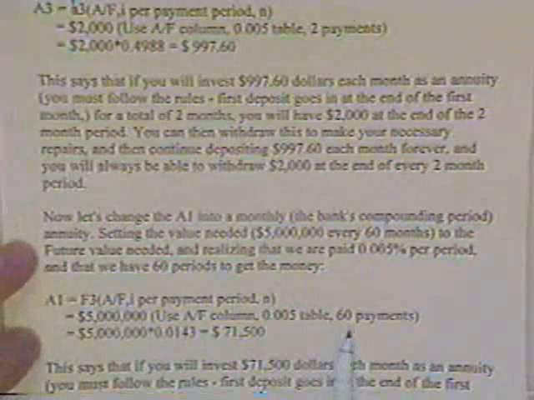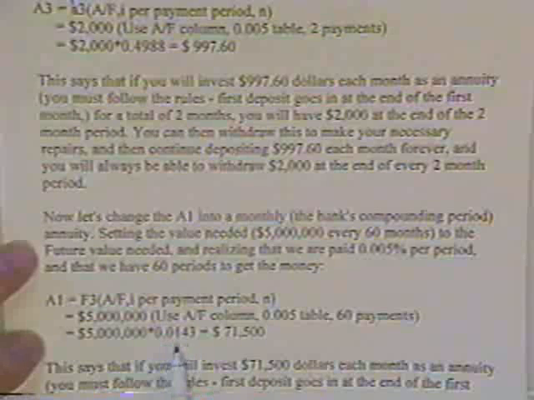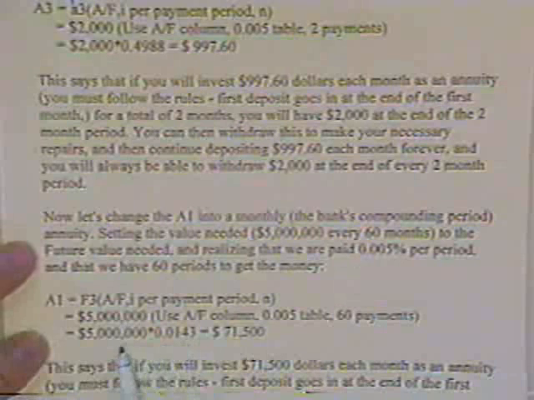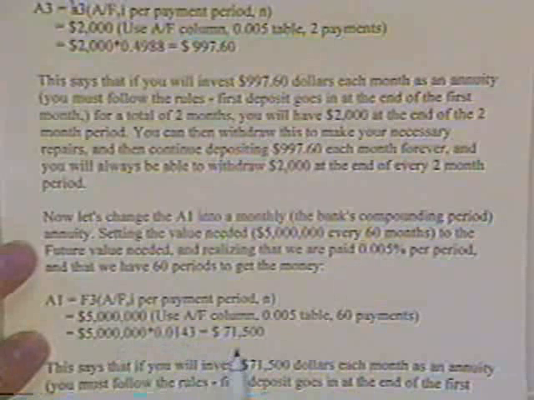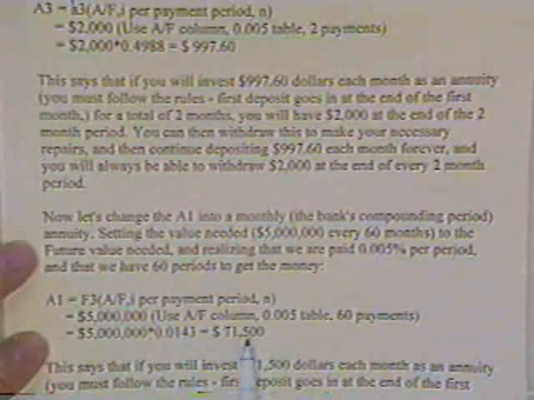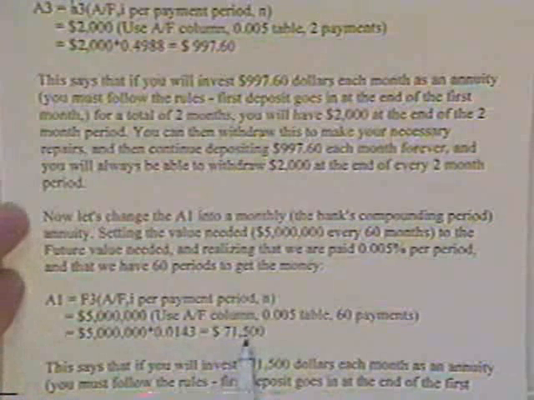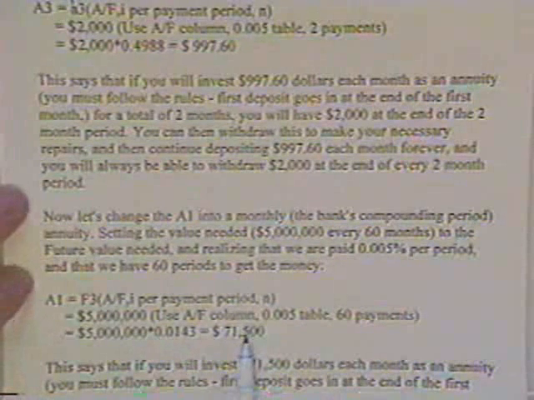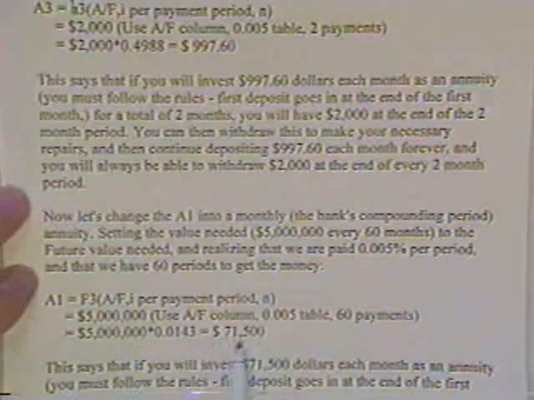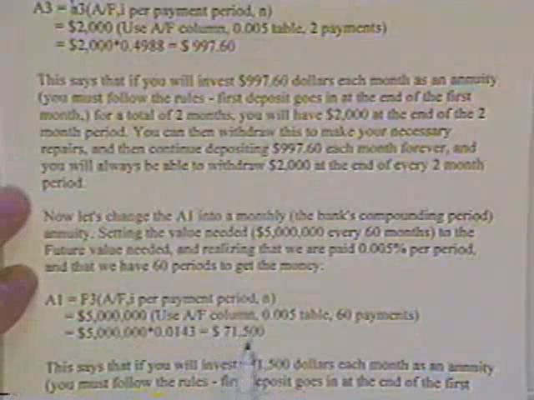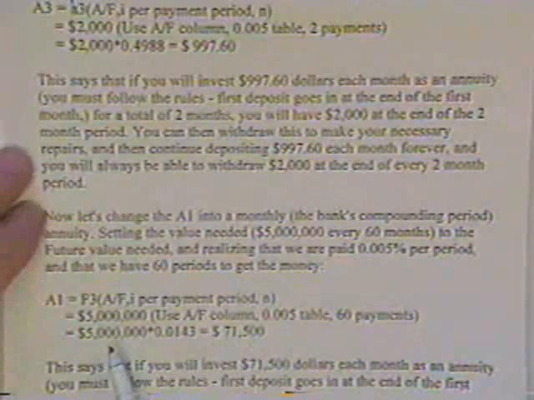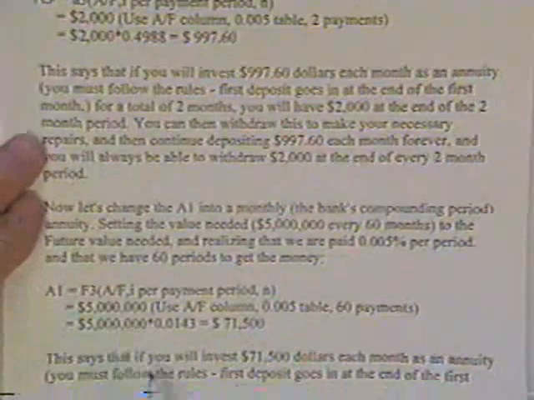The number of payments that will go on before we need the money and extract it is 60 payments. And you look in the table and you find it's 0.0153. And therefore, in order to get $5 million, you've got to invest $71,500 every month, forever. At the end of 60 months, you'll be able to take out exactly what's in the bank, $5 million, but your next payment of $71,500 will be a good start on funding the next $5 million, forever and forever and forever.